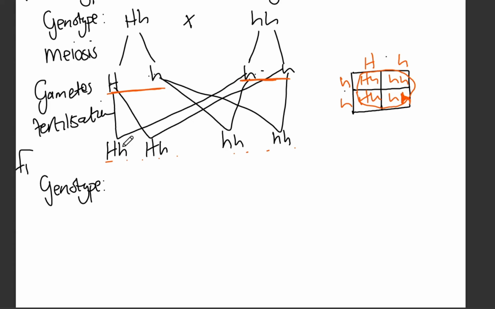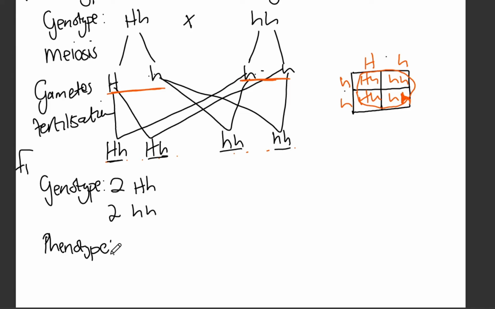So what we can see here is that we have 2 of capital letter H, small letter h, and 2 of small letter h, small letter h. So you indicate that it's 2 of capital letter H, small letter h, and 2 of small letter h, small letter h. You're not done. You still need to tell us the phenotype of these offspring. Now the phenotype also, you need to group together.